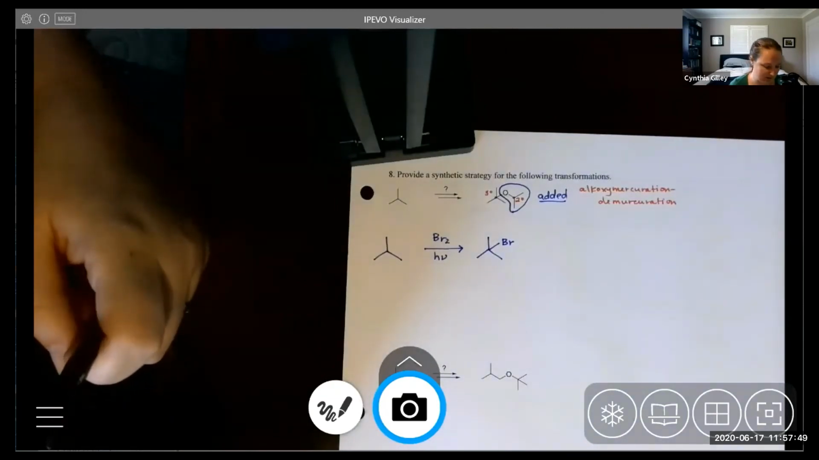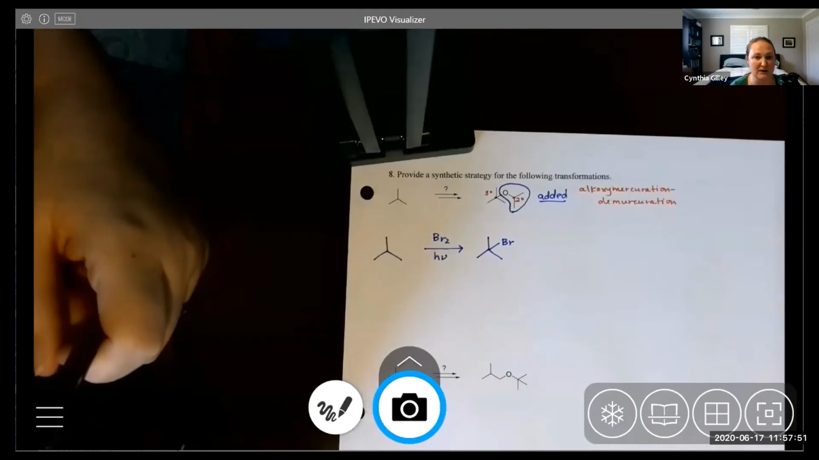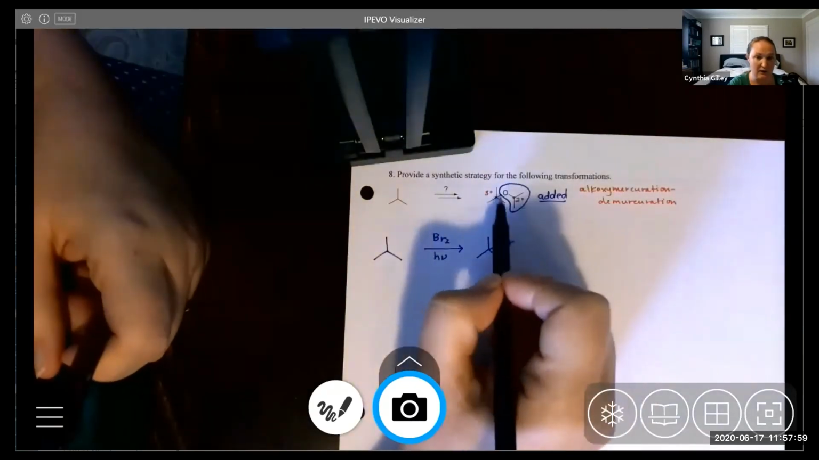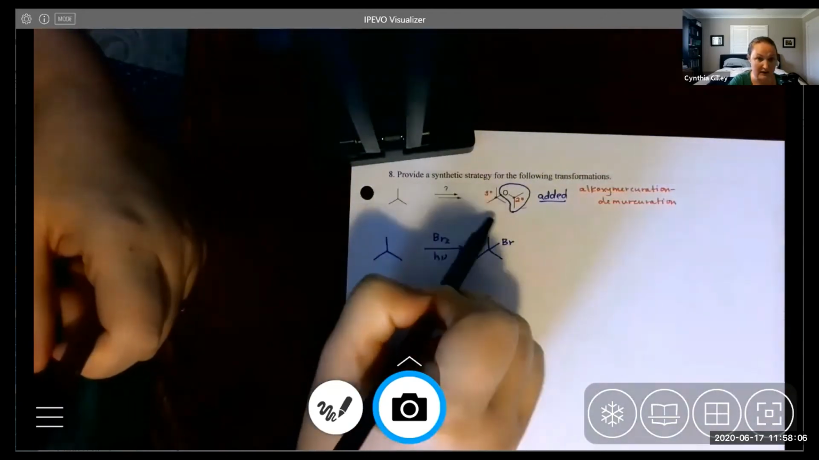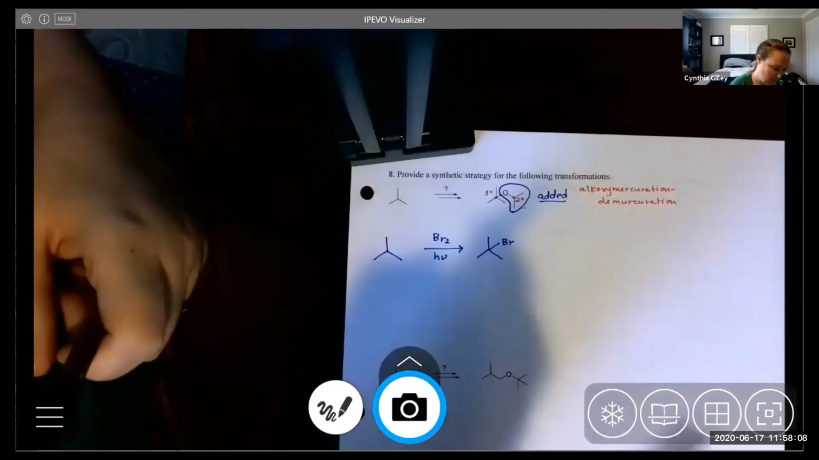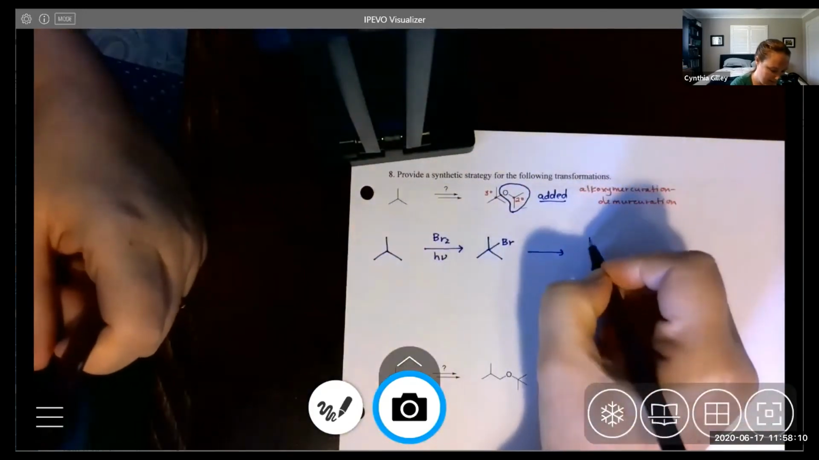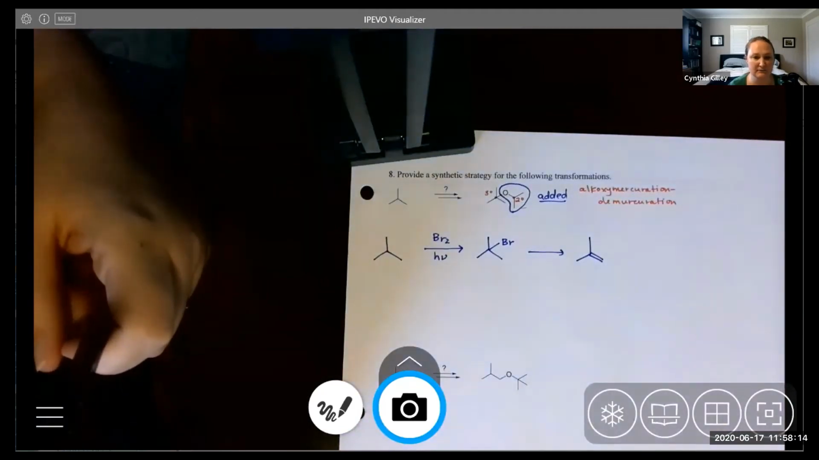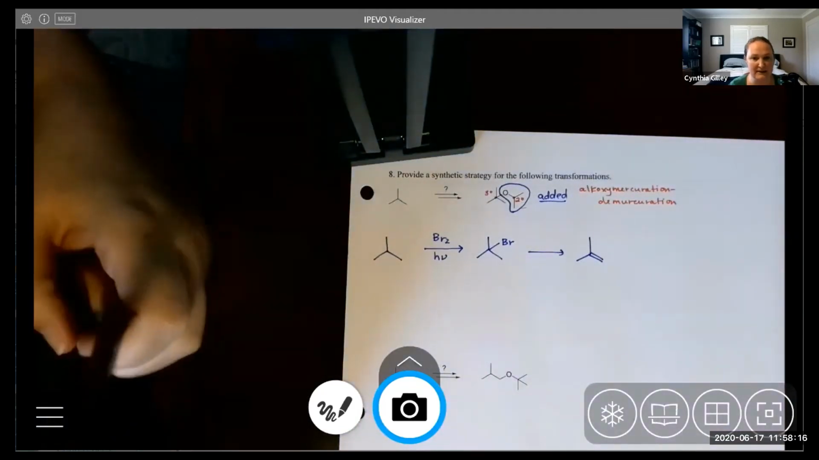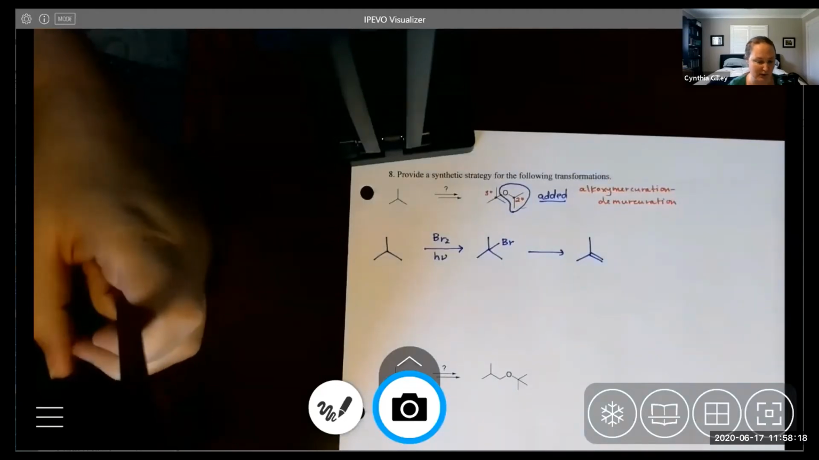But if I want to do an alkoxymercuration demercuration, what does my starting material have to be? It has to be an alkene, because I'm going to add the alcohol later. So I need this half to be an alkene. My goal then is to make that alkene, because that's one of the reactants I need for an alkoxymercuration.